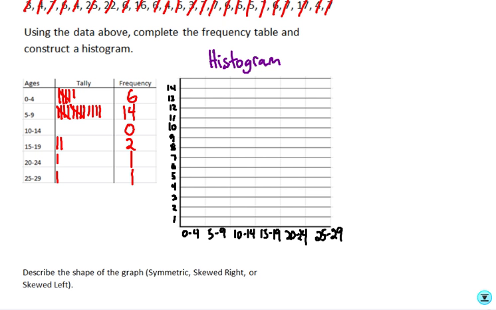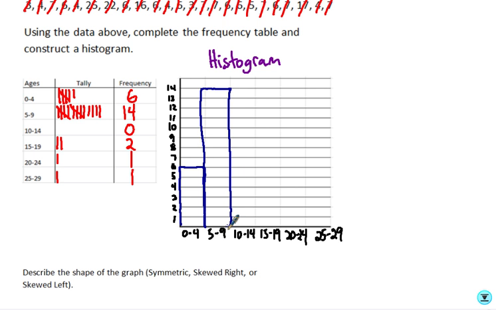So for instance, for the 0 to 4, we had 6 people. So I'm going to go up to 6, and then I'm going to draw a column there. For 5 to 9, and by the way, you notice that these bars are going to be touching. There's not going to be a gap. So for my 5 to 9, which was 14 people, I'm going to go straight up from there up to 14.